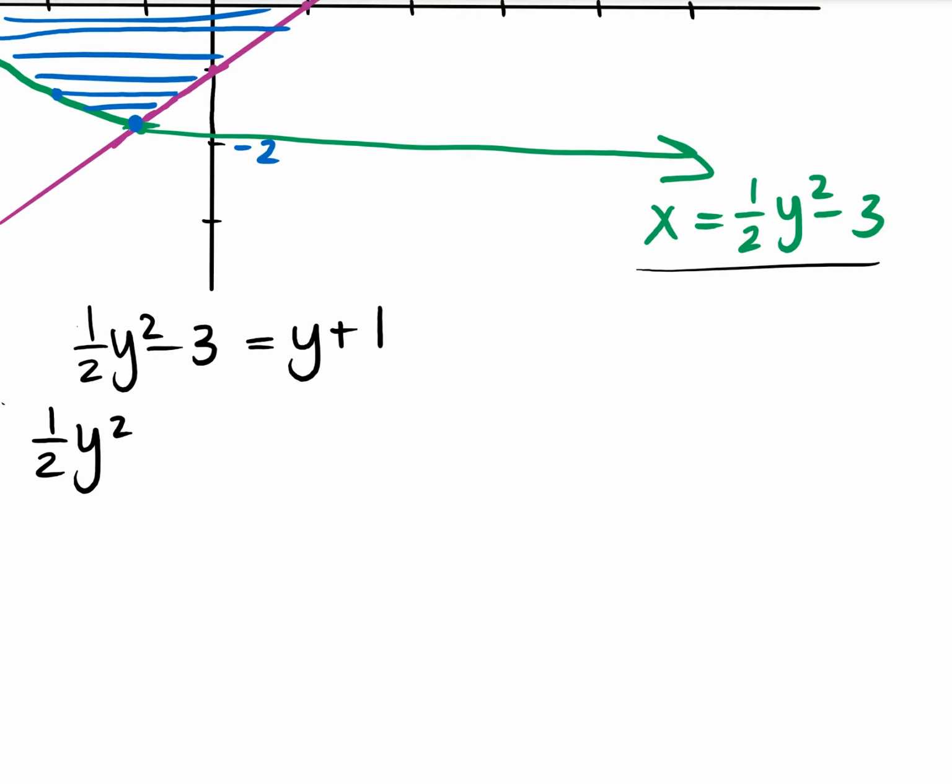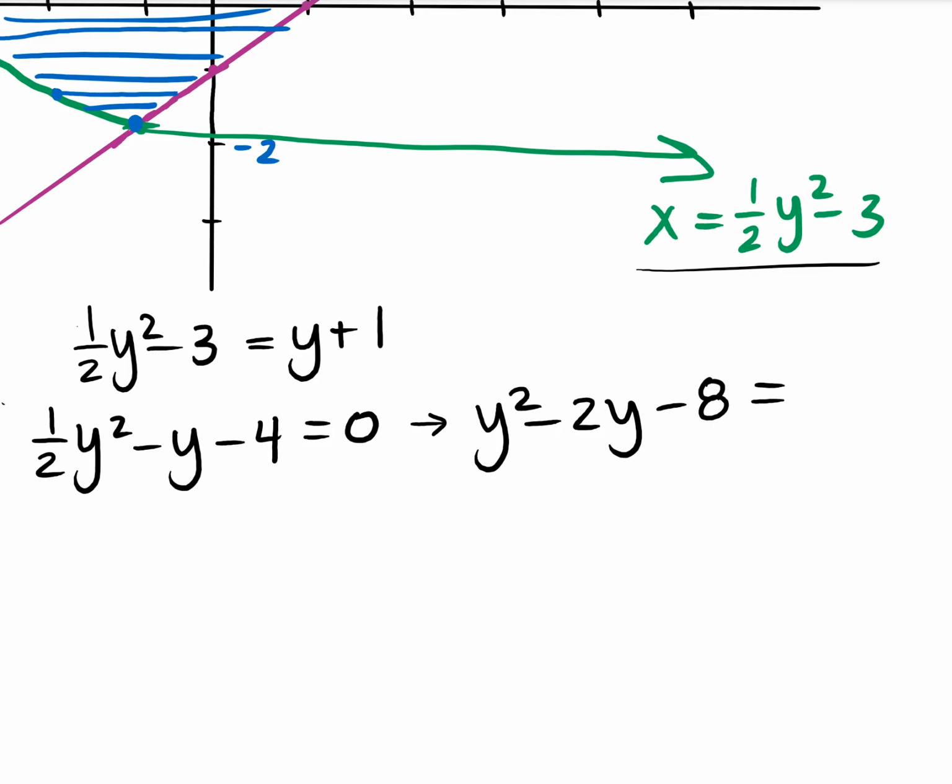So I get 1/2 y squared minus y, and if I subtract 1, I get -4 equals 0. I sure don't want to try and factor that, so I'm going to multiply everything by 2 on the right and left. That gives me y squared minus 2y minus 8 equals 0. That gives me y minus 4 times y plus 2.